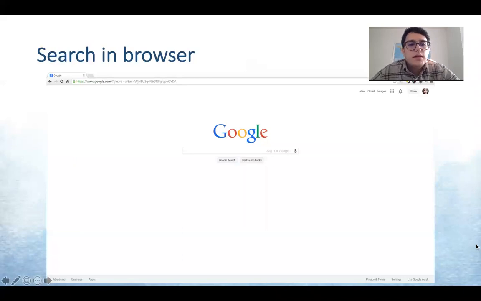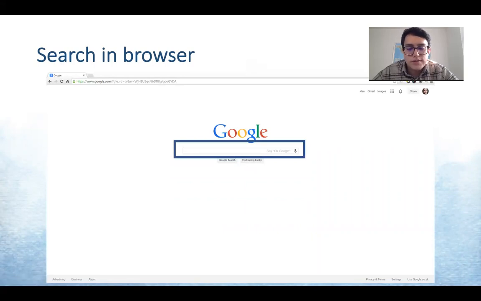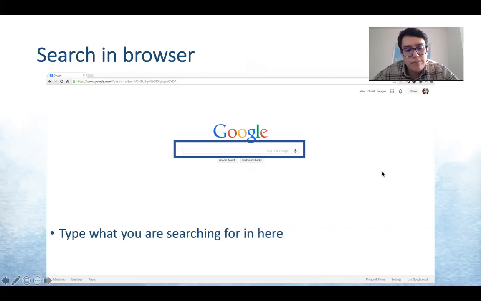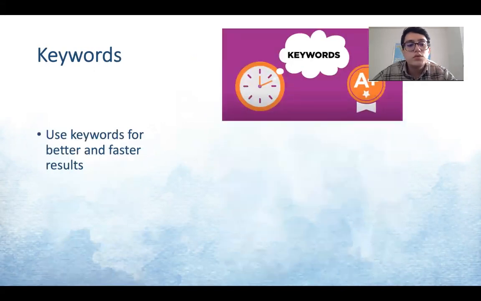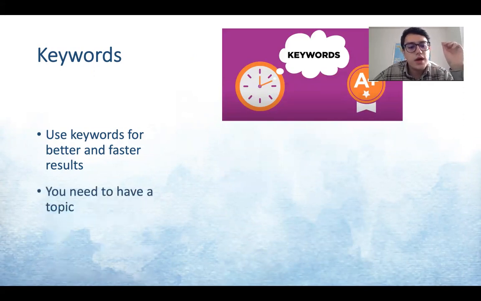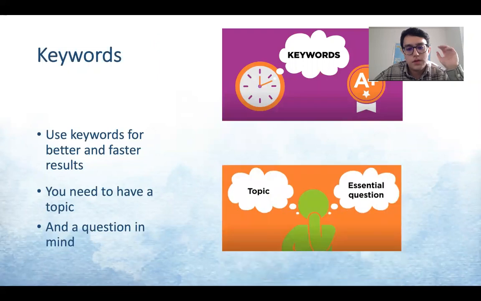First, search in the browser. So search in the browser is right here where you can see. You can type what you are searching for right here. You can use keywords for better and faster results. You need to have a topic and a question in mind. So topic and essential question.